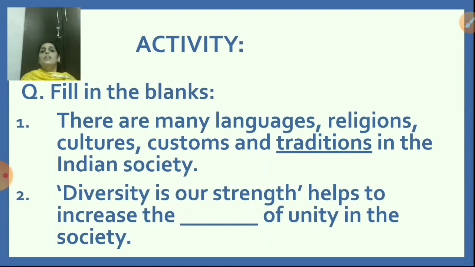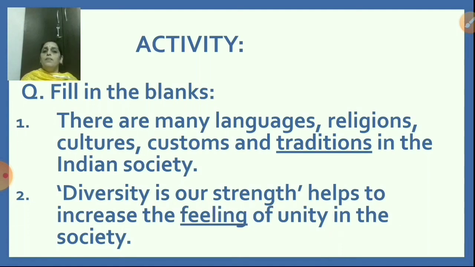Okay, now the next. Second, diversity is our strength. Helps to increase the dash of unity in the society. What will be the answer here? Feeling. Yes, very good. Diversity is our strength. Helps to increase the feeling of unity in the society.